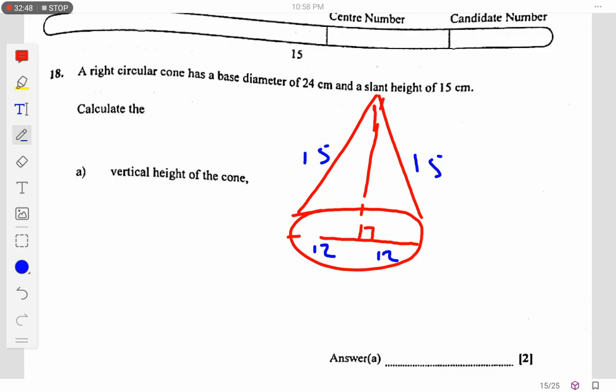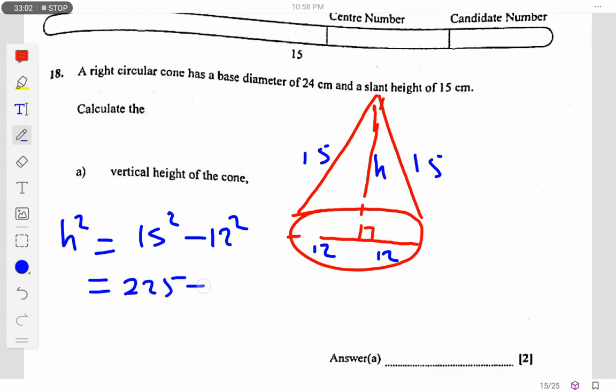So let's find the height. This is my h squared. So I can say h squared using Pythagoras. This is a triangle here that I'm using there. I can say h squared is equal to 15 squared minus 12 squared. So this is 225 minus 144. So my h is going to be equal to the square root of 81.